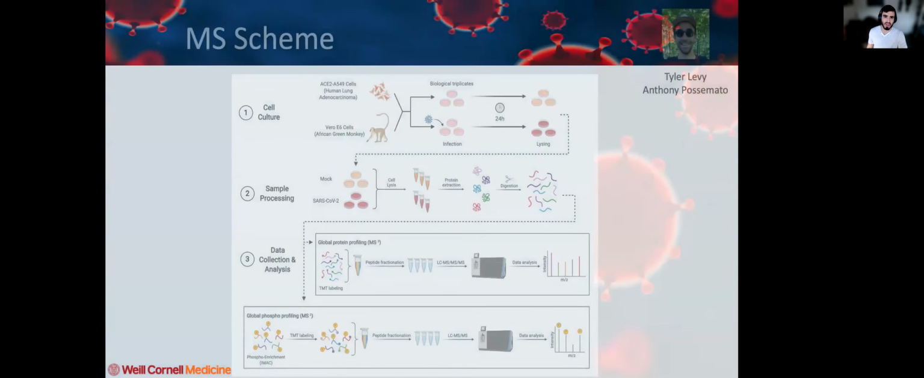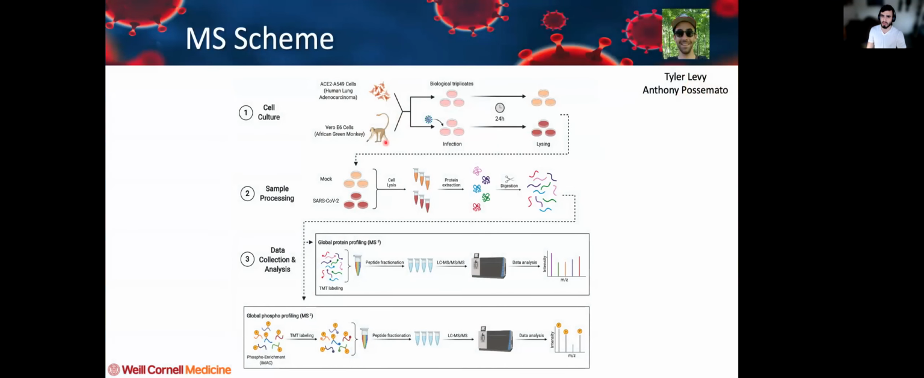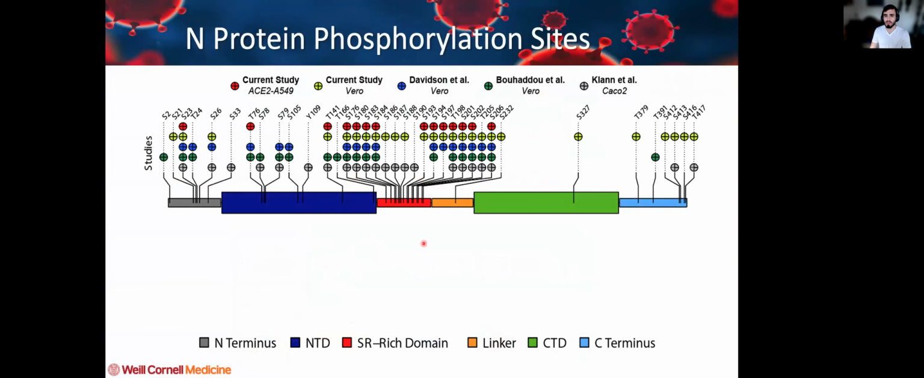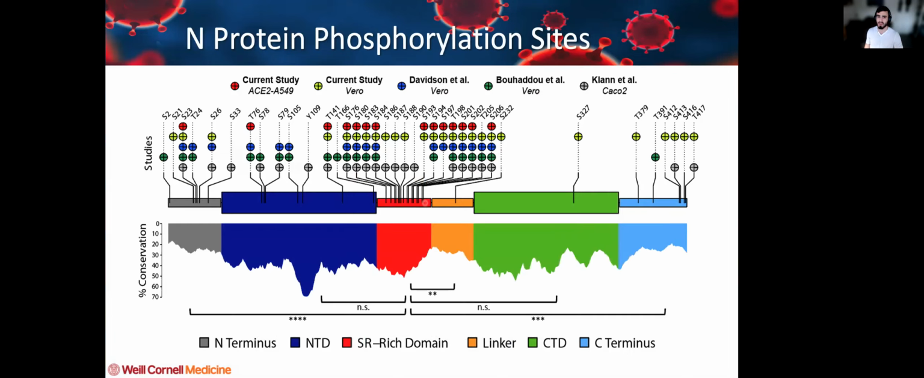So first, we just infected A549 cells with SARS-CoV-2. We sent them for proteomics and global phosphoproteomics through tandem mass spectrometry. And you can see that the nucleocapsid protein of SARS-CoV-2 in particular is heavily phosphorylated, specifically in a special domain called the SRH domain, here in red.